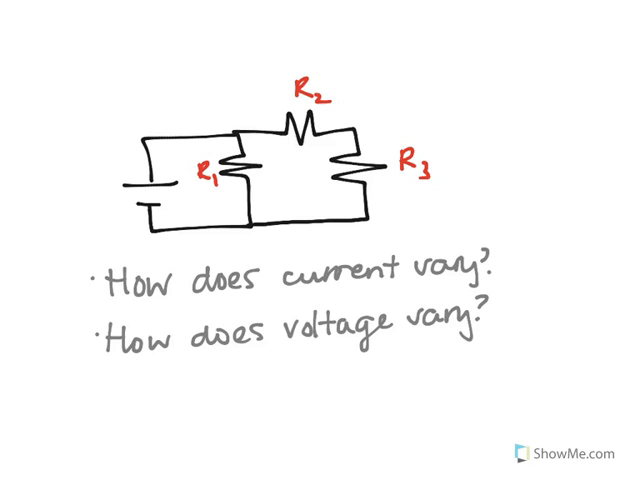So what we're going to be talking about in this video is how current varies throughout this circuit and also how the voltage varies. Now when I say how those things vary, I'm talking about different elements of the circuit that are going to have different values. For example, this resistor right here may have a different voltage going across it than this resistor right here. And we're going to talk about when that's true and why.